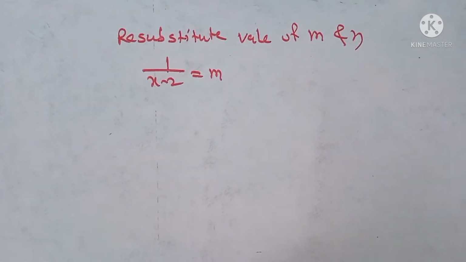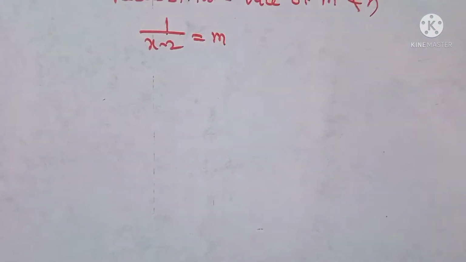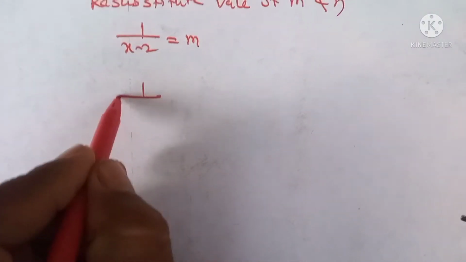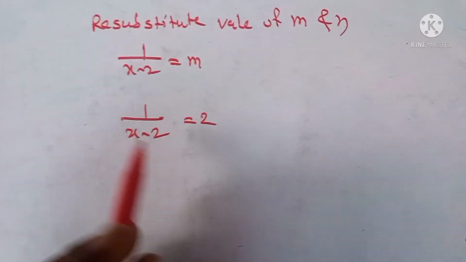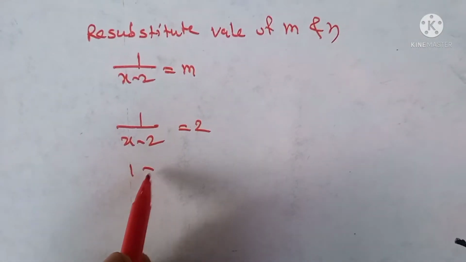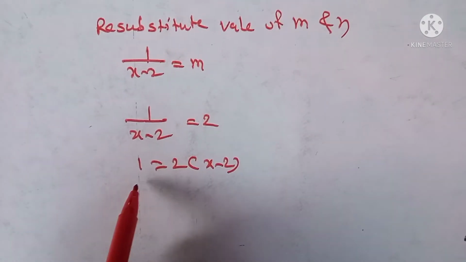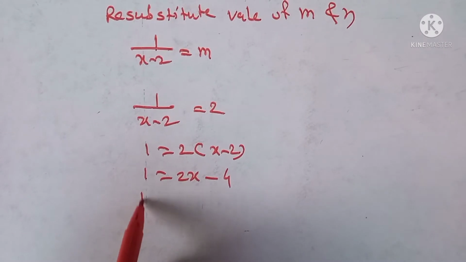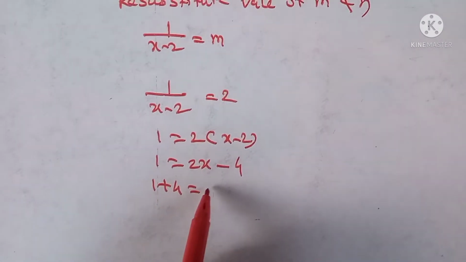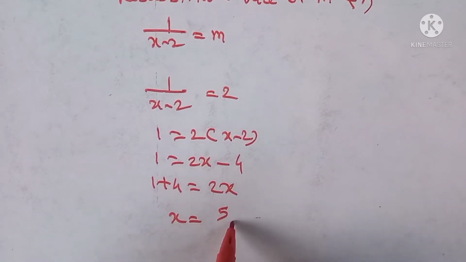Resubstitute the values of m and n. First, 1 upon x minus 2 is equal to m. We get the value of m is equal to 2. So, 1 upon x minus 2 is equal to 2, so 1 is equal to 2 times x minus 2, 1 equals 2x minus 4, 1 plus 4 equal to 2x. x is equal to 5/2.